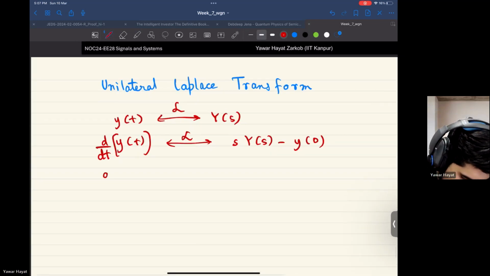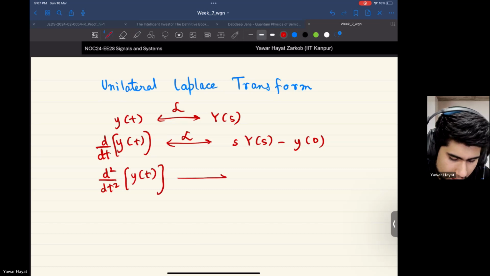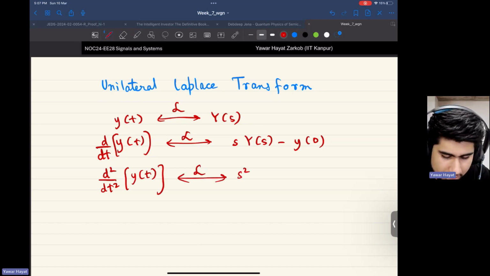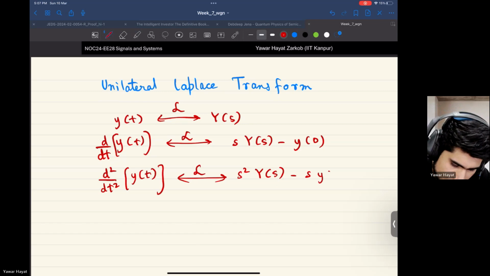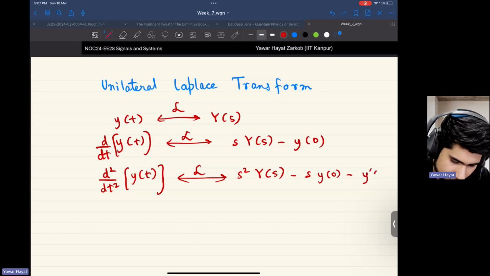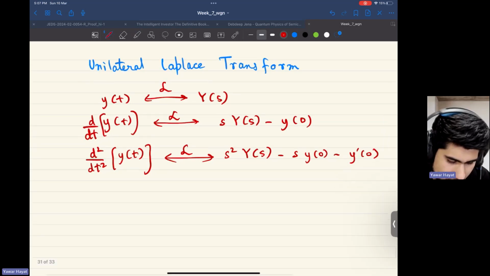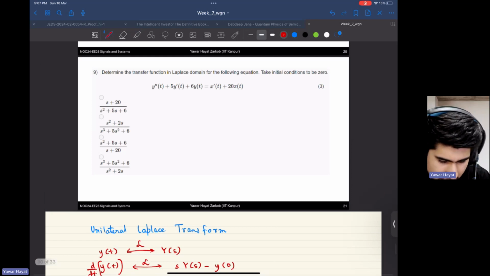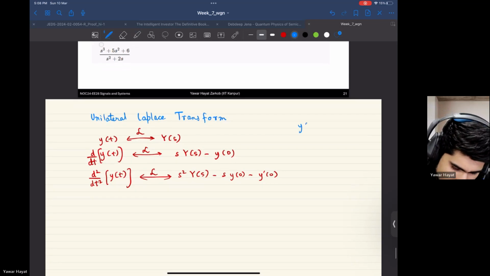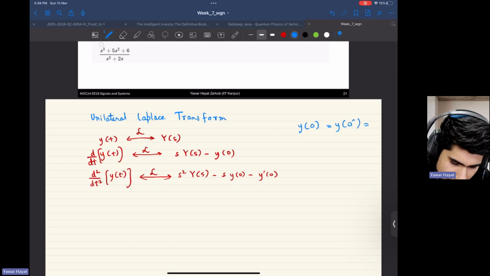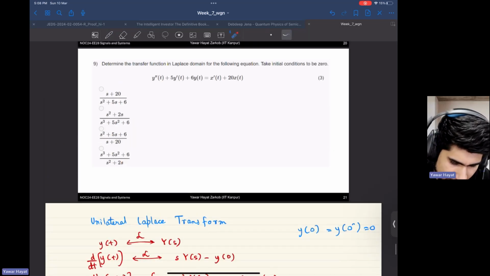Similarly, if I have a second order derivative of y of t, the unilateral Laplace transform of that would be s squared y of s minus s y of 0 minus y dash of 0. This is what I'll be using. For a system at initial rest, where the initial conditions are taken as 0, y of 0 minus is equal to 0, because we are given that.